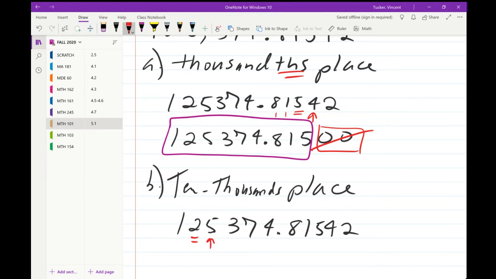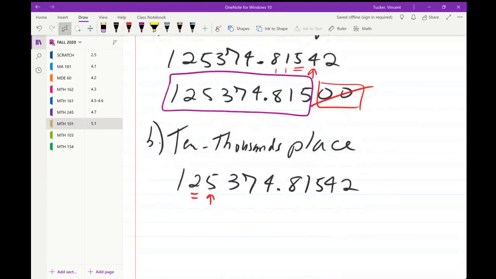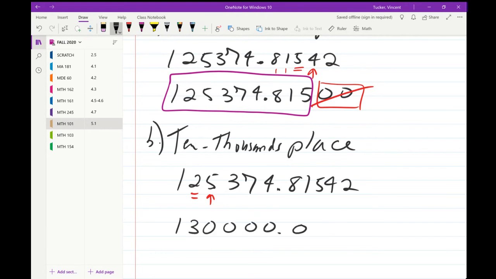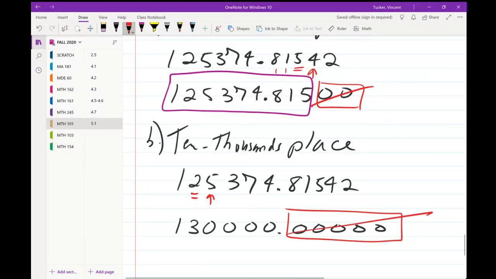Look to the right of the 2. To the right of the 2 is a 5. And if it's 5 or greater, that means we're going to round the 2 up to 3. Everything after that turns into zeros. And once again, if there are zeros to the right of your decimal and nothing else, then you don't need those. So your final answer is 130,000.